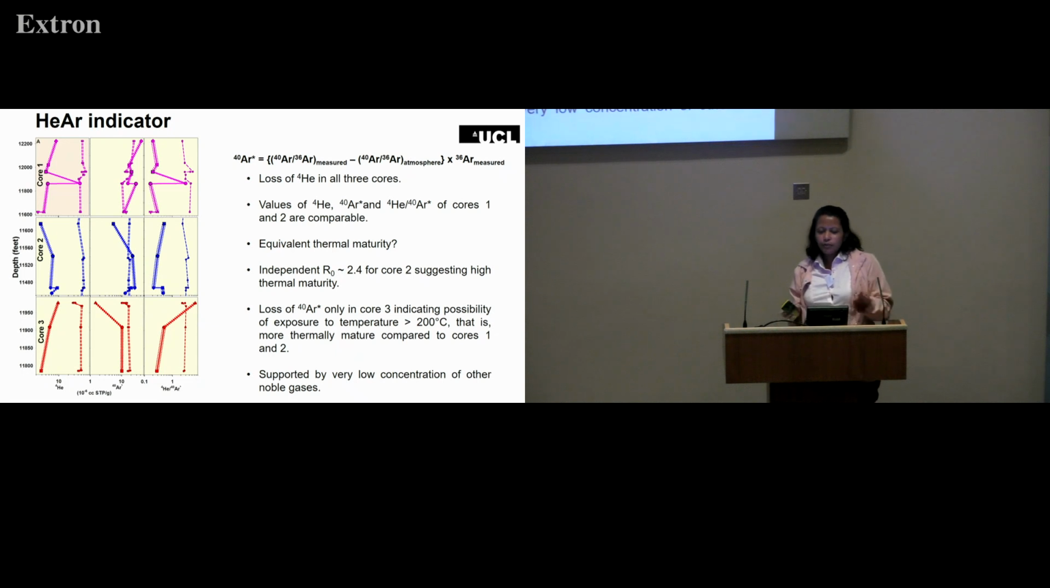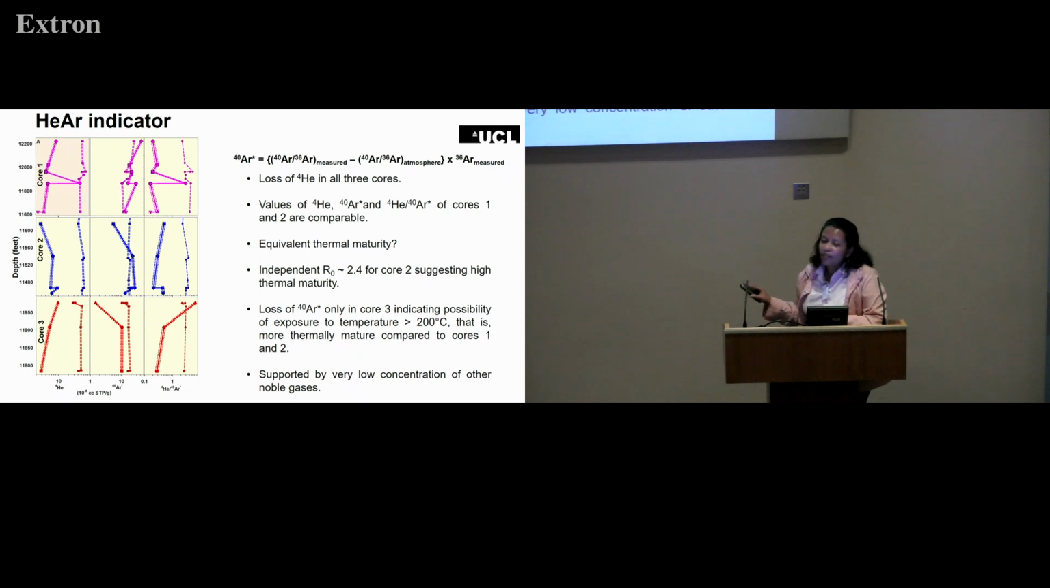And here are my helium-argon results. I like to call them the here indicator. What we find here is I have plotted 4 helium, 40 argon, and the 4 by 40 argon star ratio for all 3 cores, core 1, core 2, and core 3. Because we know how much 4 helium can be present from uranium-thorium measurements, and we know how much 40 argon should be present from the potassium measurements.